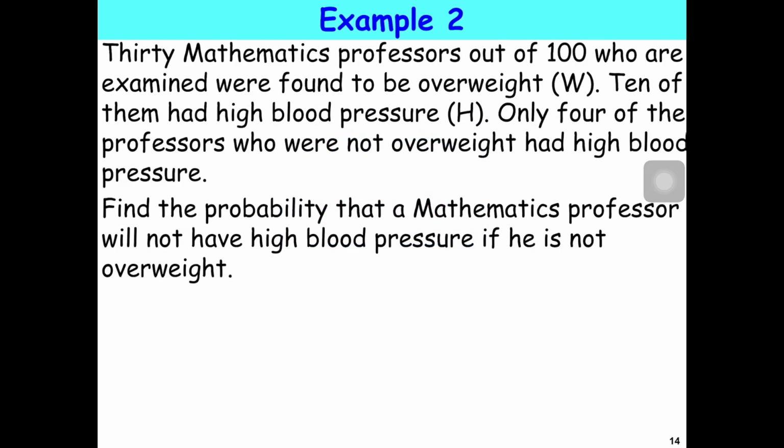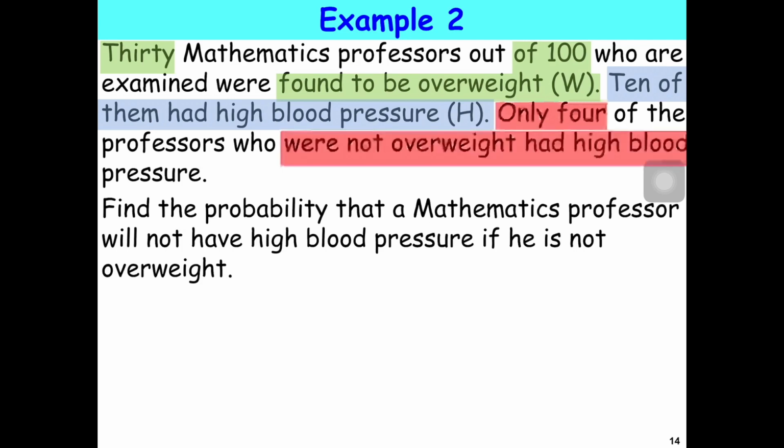Go to example 2, 30 mathematics professors. We read and directly highlight the information. 30 mathematics professors out of 100 who were examined were found to be overweight. 10 of them had high blood pressure. Only 4 of the professors who were not overweight had high blood pressure. The question: find the probability that a mathematics professor will not have high blood pressure if he is not overweight. That is the highlighted information you have to identify.